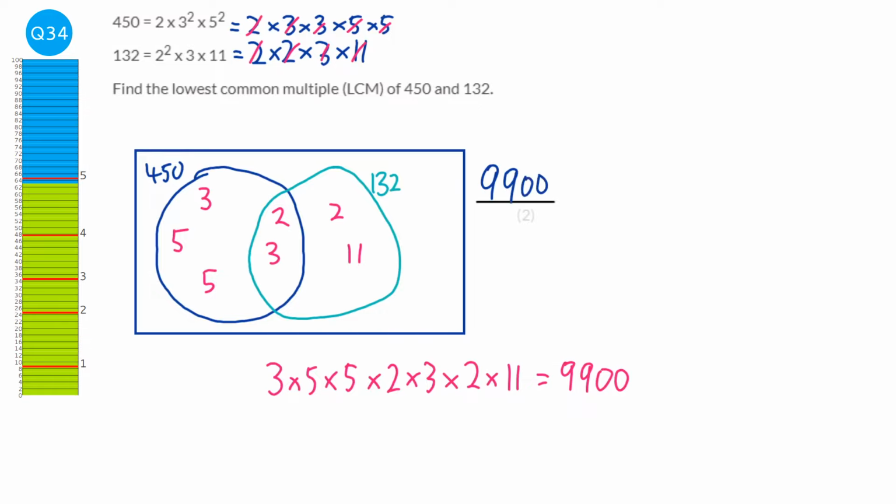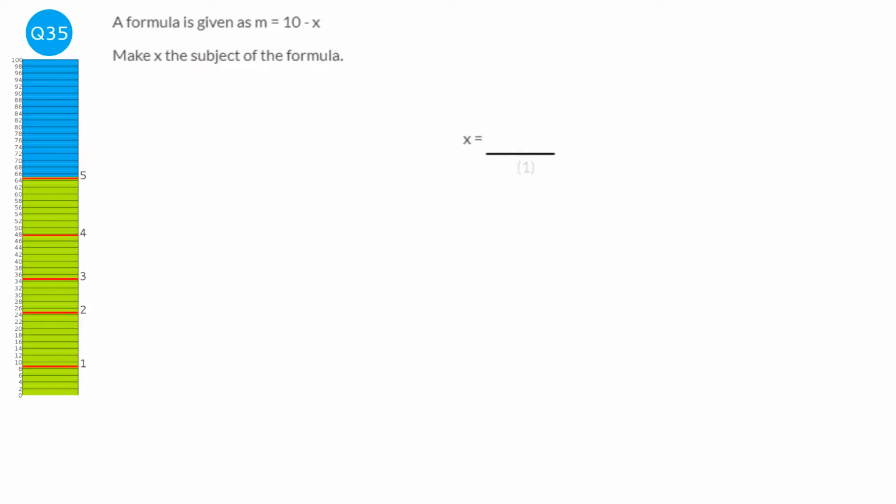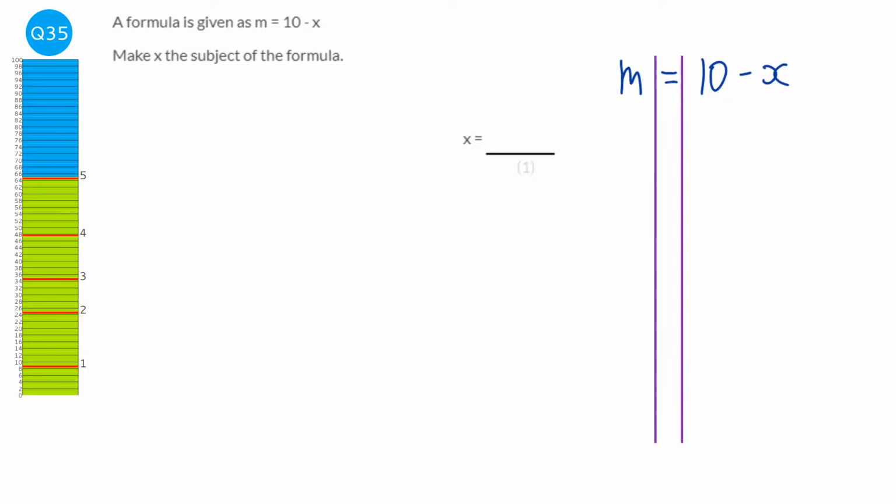9,900. To rearrange this, I'm just going to write out the equation again, and I'm going to put my lines in. Okay, so the first thing I'm going to do is try and make the x positive, because we're looking to make x the subject of the formula, which means we need it to be x equals. So what I'm going to do is just add x both sides.